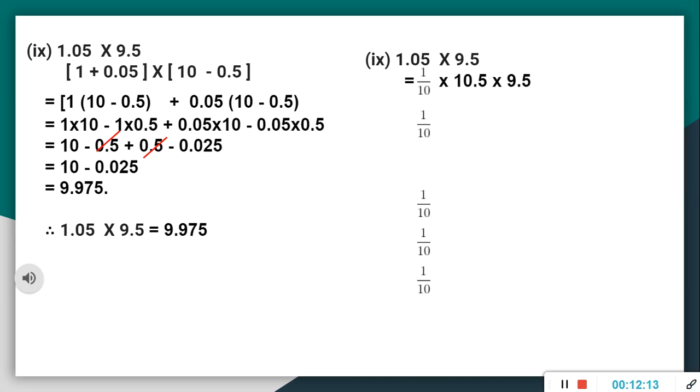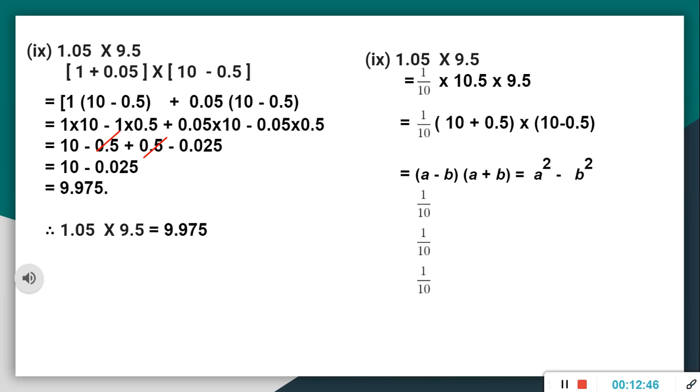Clear? So we changed the number like this. 1.05 is equal to 1 upon 10 into 10.5, then into 9.5. Now you keep 1 upon 10 in every step. Now we are distributing only the other two numbers, that is 10.5 into 9.5. So now we got the nearest 0-digit number, that is 10.5 is equal to 10 plus 0.5, 9.5 is equal to 10 minus 0.5.